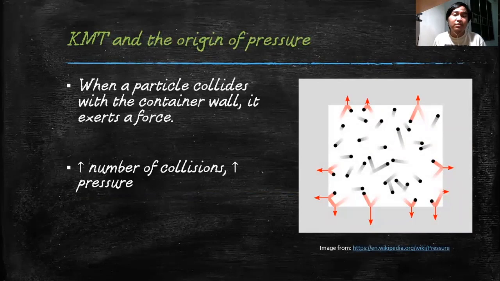So how does the kinetic molecular theory explain the origin of pressure? We know that when a moving object strikes a surface, it exerts a force. And it holds true also for molecular particles, such that when a particle collides with the container wall, it exerts a force. Therefore, increasing the number of collisions in the system increases the amount of force experienced by the container, and eventually increases the pressure of the system.